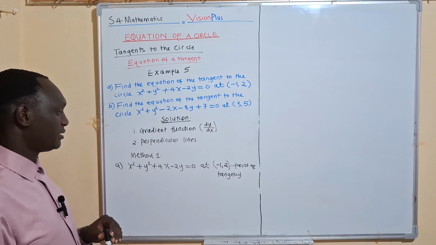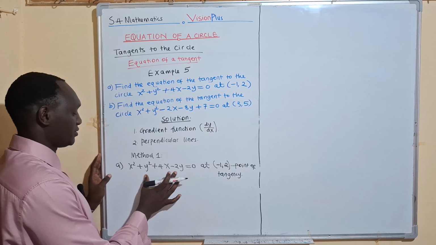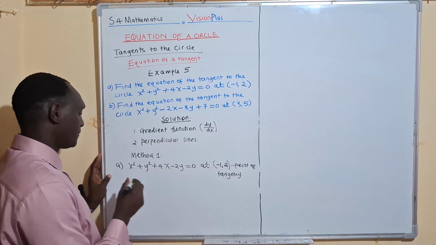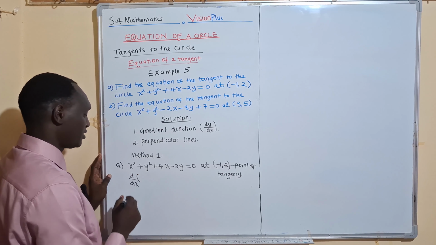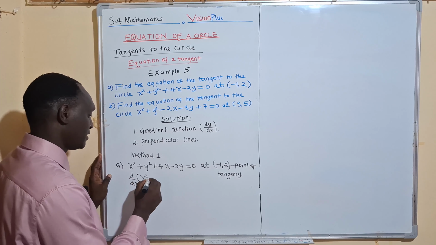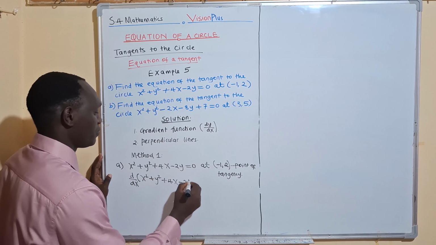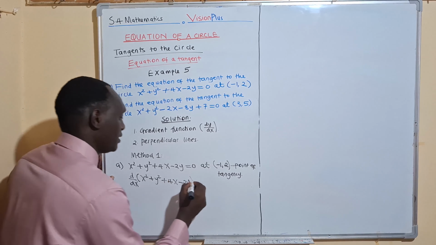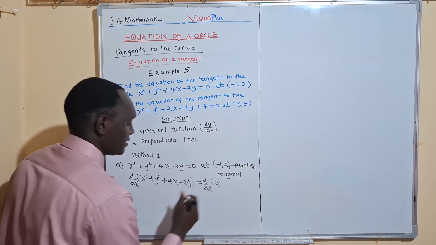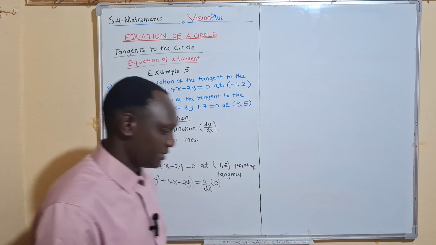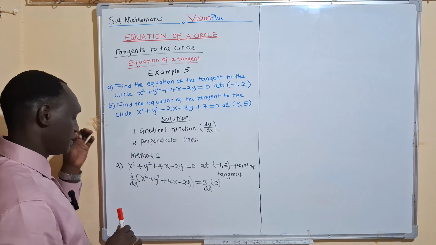So with method 1, we are going to treat the circle as an implicit function. So we shall differentiate both sides of the equation. So d/dx of the function on the left hand side, which is x squared plus y squared plus 4x minus 2y, equals d/dx of the function on the right hand side, which is 0. So we're going to differentiate this function.